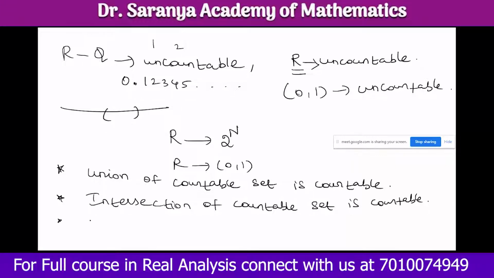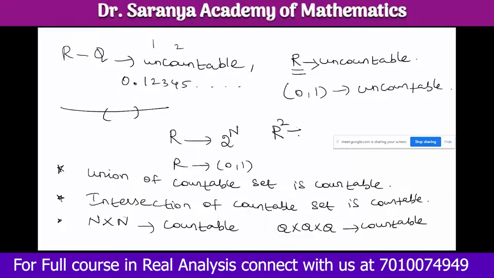Cartesian products. Suppose N is countable, then N cross N is also countable. This is a Cartesian product. If Q is countable, then Q cross Q cross Q is countable. If the integers are countable, then integers cross integers is also countable. So is R squared countable or uncountable? R squared is uncountable.